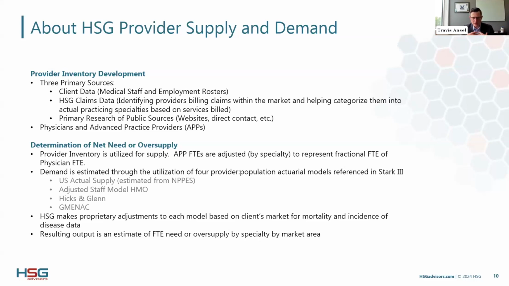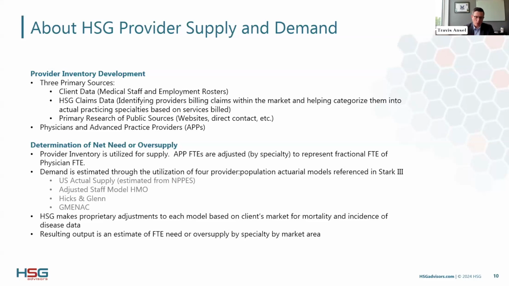So we make some proprietary adjustments there. To think about demand, we utilize the models that are referenced directly in Stark. We think that's the cleanest methodology. So 3 actuarial models and 1 actual supply model. We make proprietary adjustments to those, as they were all developed at different times, so we make adjustments to the demand they project.